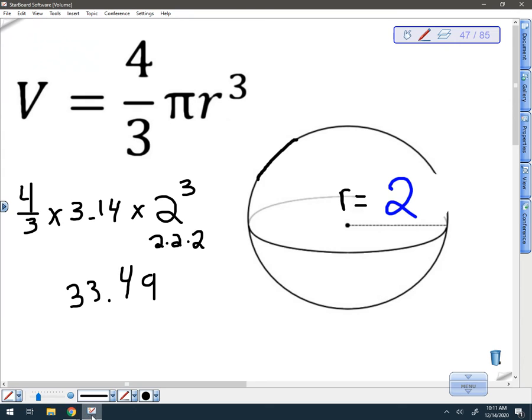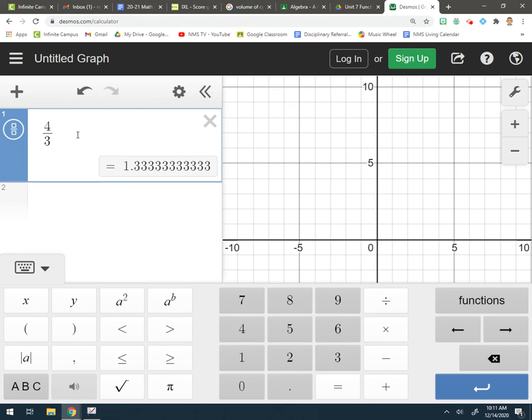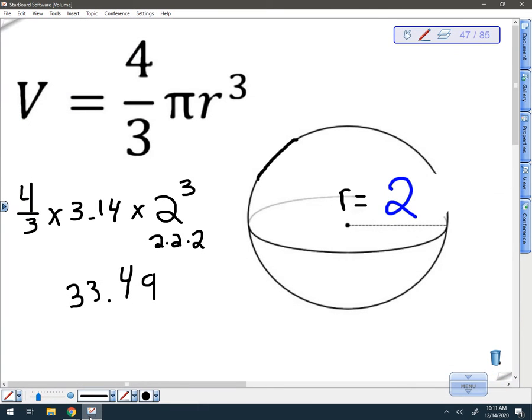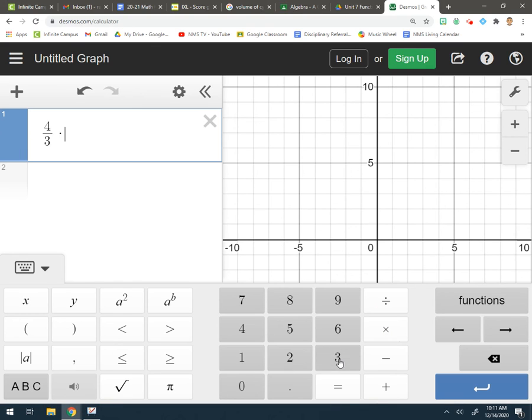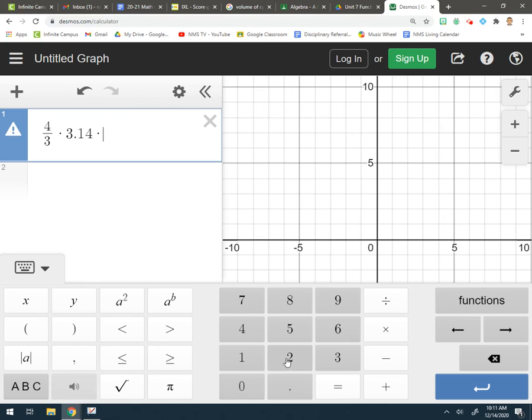So we had 4/3. So we just do 4 divided by 3, so 4/3, and then go over, and then times 3.14 times 3.14, and then times, and we've got the radius to the third power, so 2 to the third power, so 2 raised 2, so you hit this button so that you can make the exponent whatever you wanted. And then there you go.